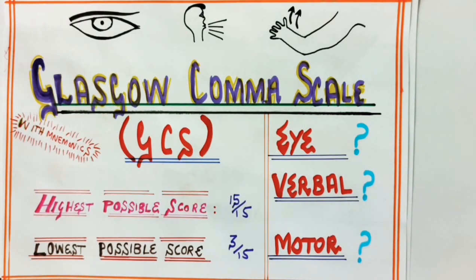And when a person has a score of 3/15, that basically indicates a brain dead patient who is unable to coordinate, and is unable to give eye movements, verbal movements, or motor movements.